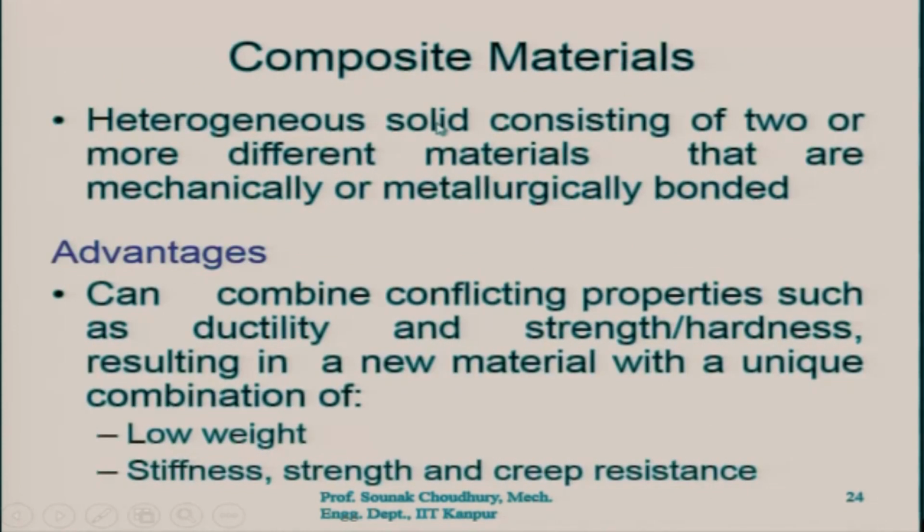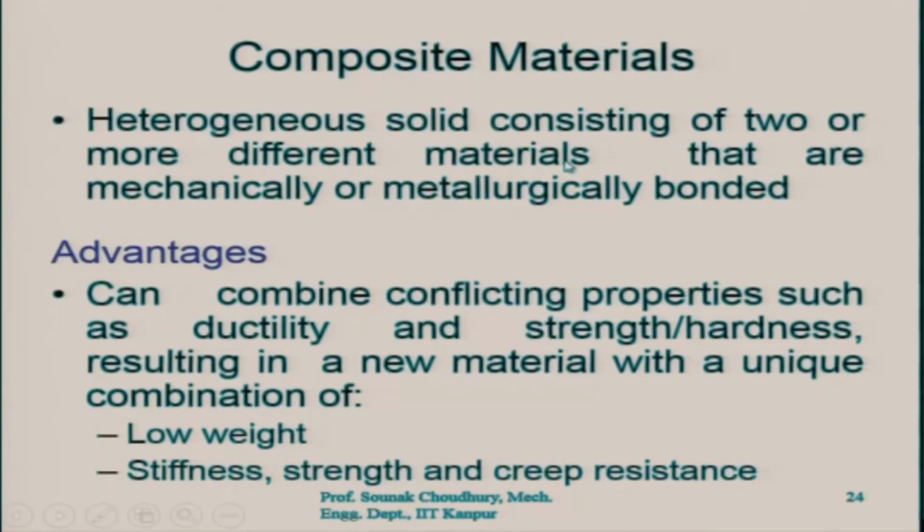Now, composite materials, as I was telling you, are materials which have lately started being used very extensively because of their unique properties, particularly they are light and strong. And they are relatively less expensive, they can be produced relatively easily and so on.